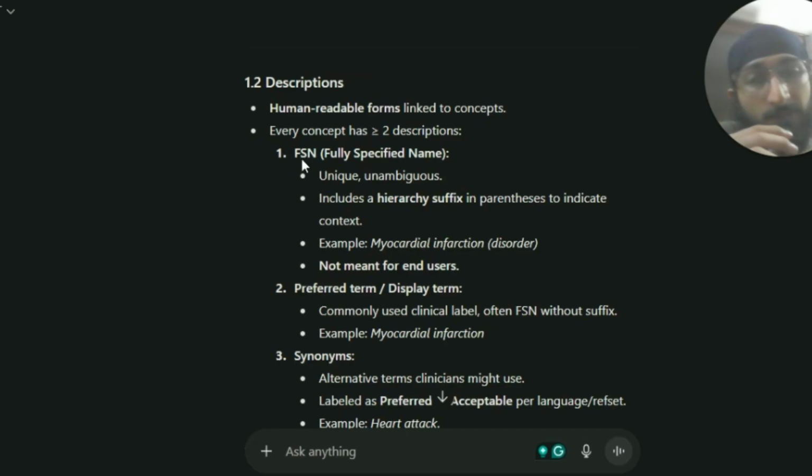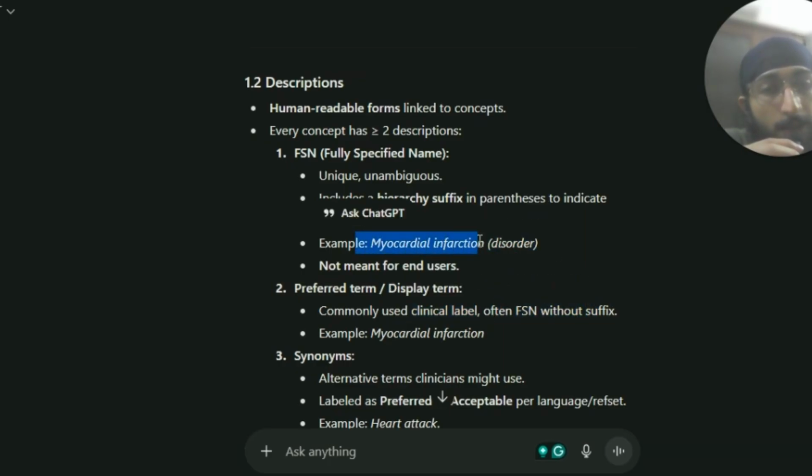Firstly, we have the fully specified name, the FSN, which is unique and unambiguous, and it includes a hierarchy suffix in parentheses to indicate context. This is the hierarchy suffix, disorder, and it is not meant for the end users. Then we have the preferred term or the display term, usually what you see in the clinics that you go to. These are the terms that are commonly used, a commonly used clinical label, often the FSN without the suffix, just the name, right?